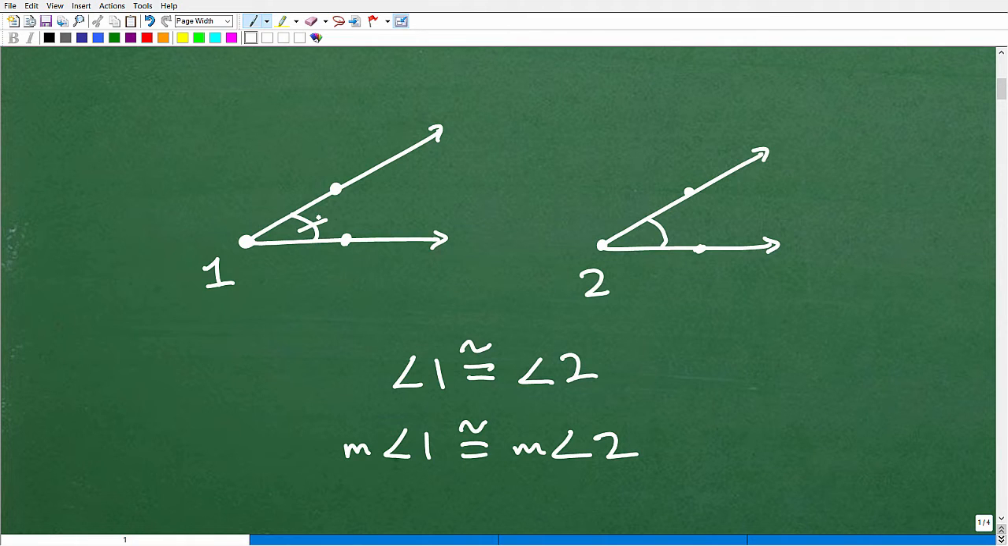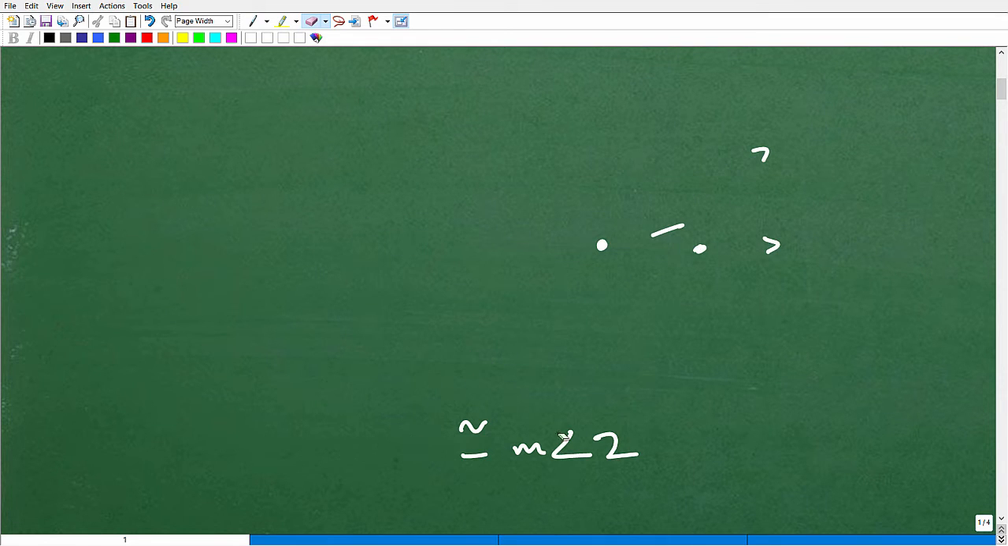One little line and this little line like so, okay? So notice this has one little line, this has a little line. This is indicating that this angle is the same as this angle, all right? So let me give you some more examples of what that would look like, okay?